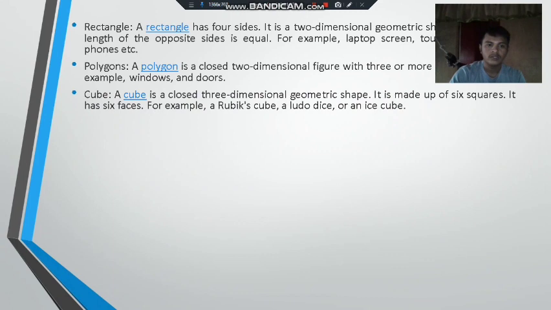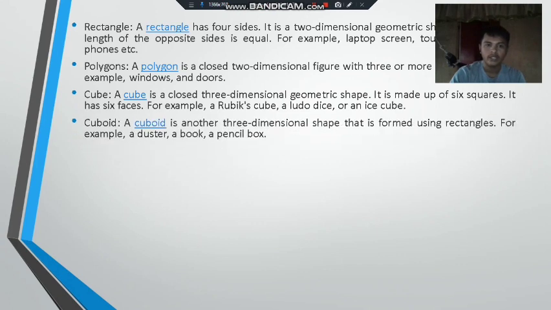Cube. A cube is a closed three-dimensional geometric shape. It is made up of six squares. It has six faces. For example, a Rubik's cube, a Ludo cube, or an ice cube. Cuboid. A cuboid is another three-dimensional shape that is formed using rectangles. For example, a duster, a book, and a pencil box.